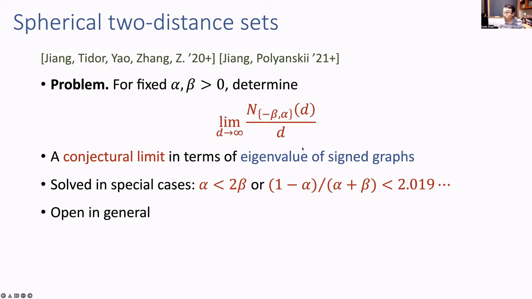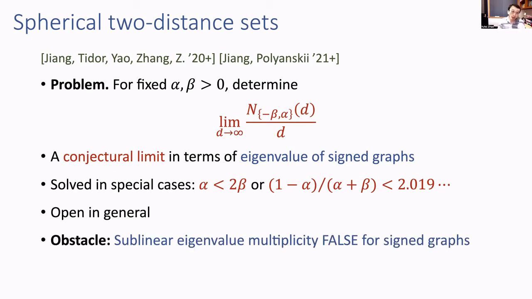There's some funny constant here, and it turns out that Jiang and Polyanskii solved an interesting problem in spectral graph theory of signed graphs, where this number is a barrier. The conjecture is open in general, and I would say that this is the state of things corresponding to where equiangular lines with a fixed angle sat before we started our work. And part of the difficulty why we cannot finish this problem right now is that the key step earlier on, sublinear eigenvalue multiplicity, is false for signed graphs. So I can give you a signed graph whose top eigenvalue has linear multiplicity.